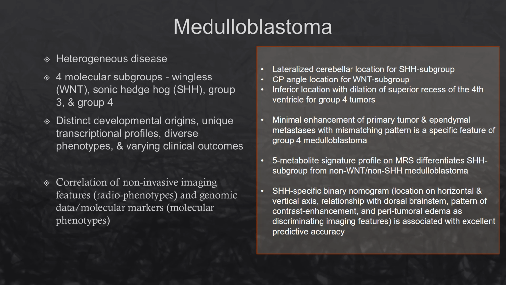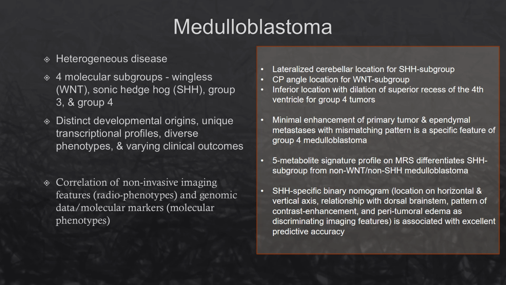So this has been done in lots of studies in recent years, and some of these features are things like lateralized cerebellar location for the sonic hedgehog subgroup, CP angle location for the Wnt subgroup, inferior location with dilatation of the superior recess of the fourth ventricle for group 4 tumors, minimal enhancement of the primary tumor and leptomeningeal metastases with a smudging pattern as a specific feature for group 4 medulloblastomas, and then profiles based on spectroscopy try to differentiate sonic hedgehog from non-Wnt and non-sonic hedgehog medulloblastomas.